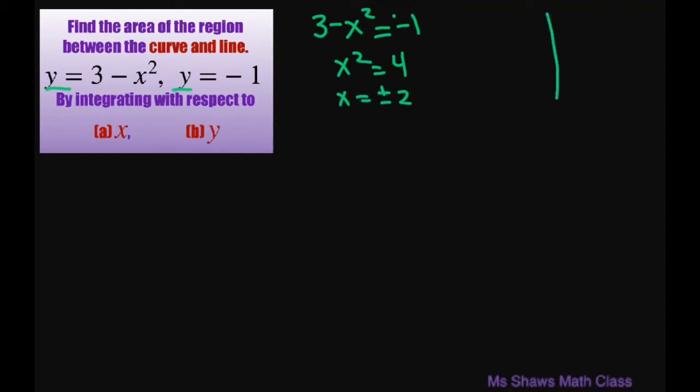If I just graph this a little bit, I'll show you what it means. A little sketch. So we have y equals negative 1. Our x-intercepts are negative 2 and 2, and our y-intercept here is 3. So basically we want this part right in here.